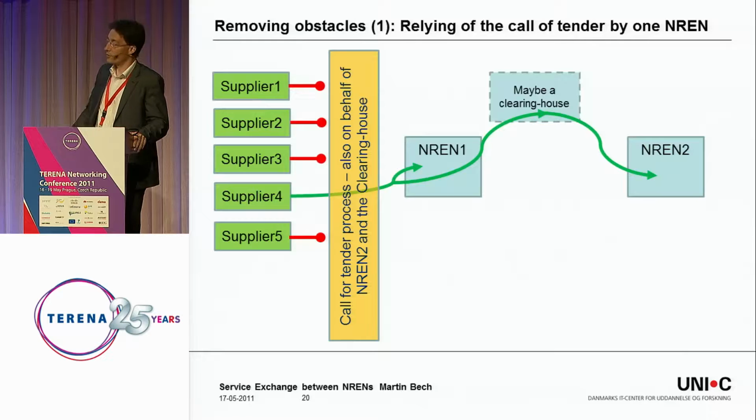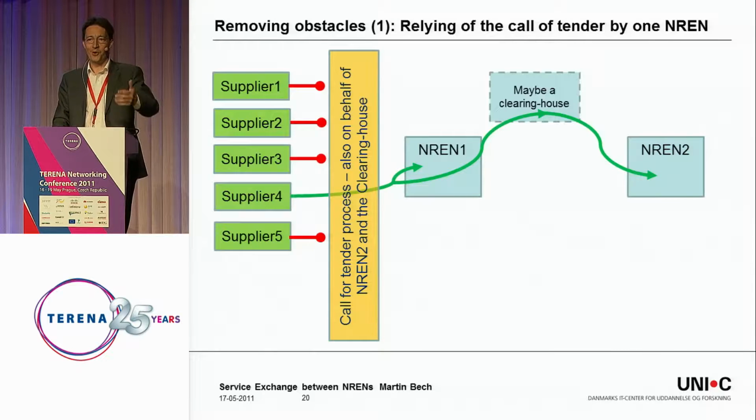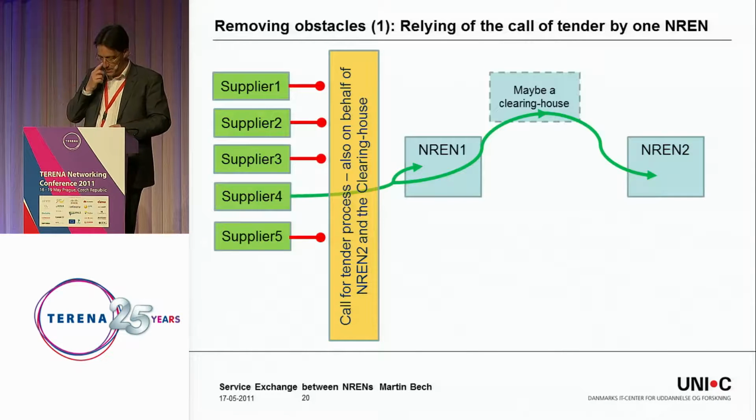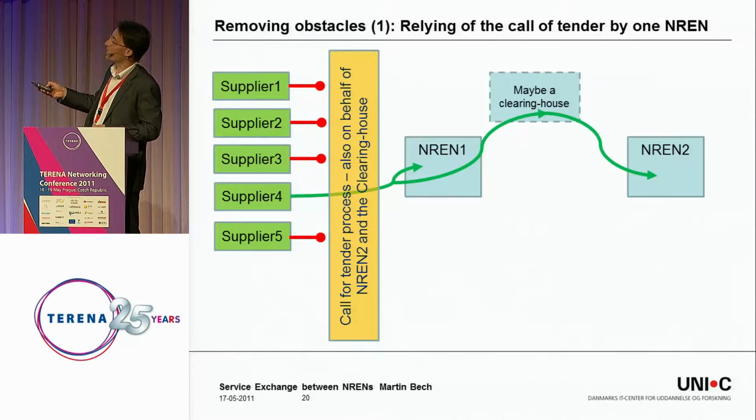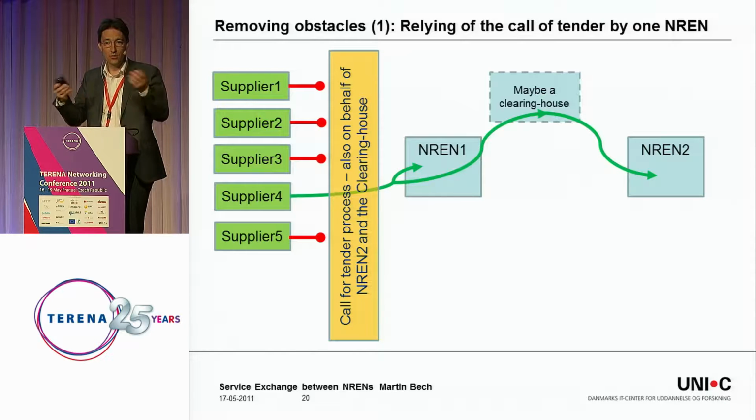I have a few illustrations of the matter here. I don't know whether words or figures make it more clear, so we try again with the illustrations. Here we have a number of suppliers, and through a procurement process we call for tender. Four of them get disappointed, while the fifth gets to supply the NREN. For this to work, the call for tender should foresee that the service is not only bought by this NREN, but also on behalf of the other entities that you want to export to.